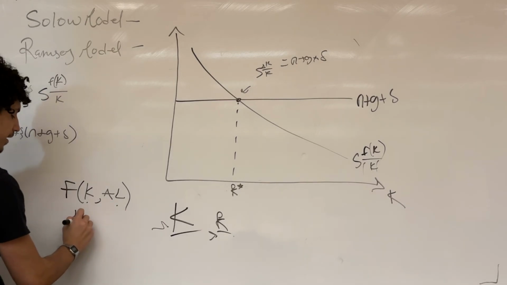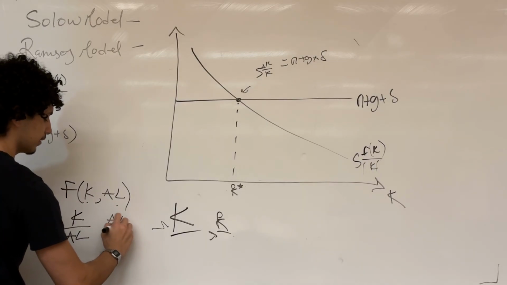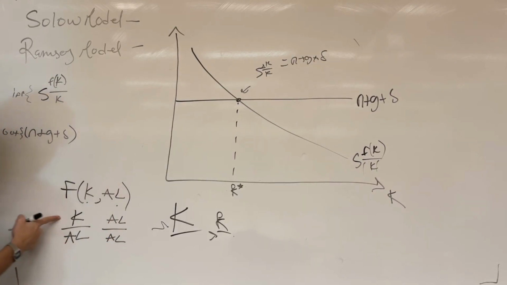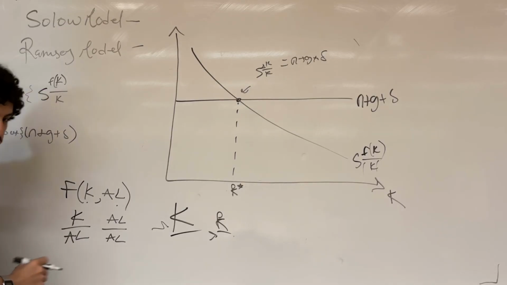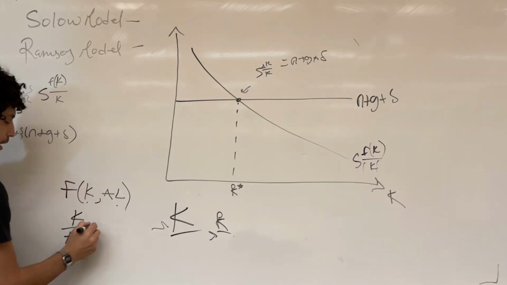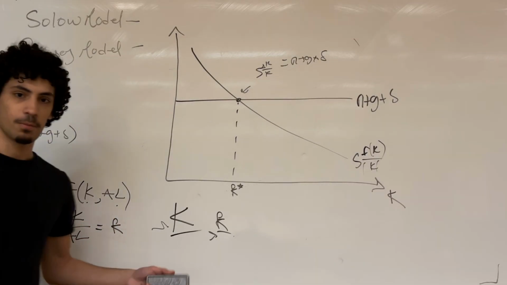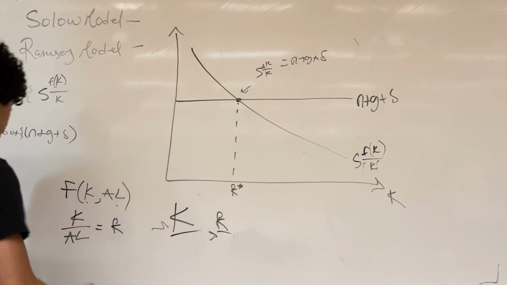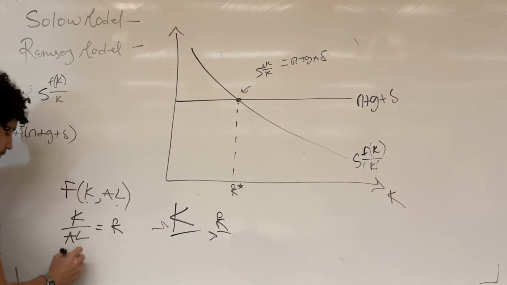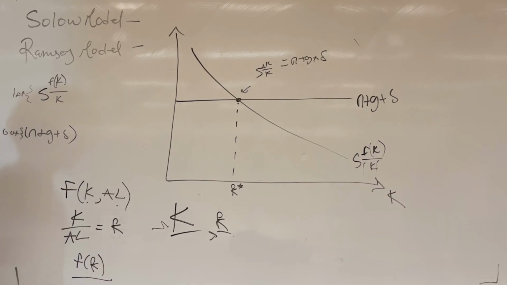If we do K over AL and AL over AL, so capital per unit of effective labor, these just cancel out, so these become nothing. These just cancel out. This would be small k, and small k is important because it signifies what we want to talk about more. So then this becomes also lowercase f of k. So that's how we get to f of k.